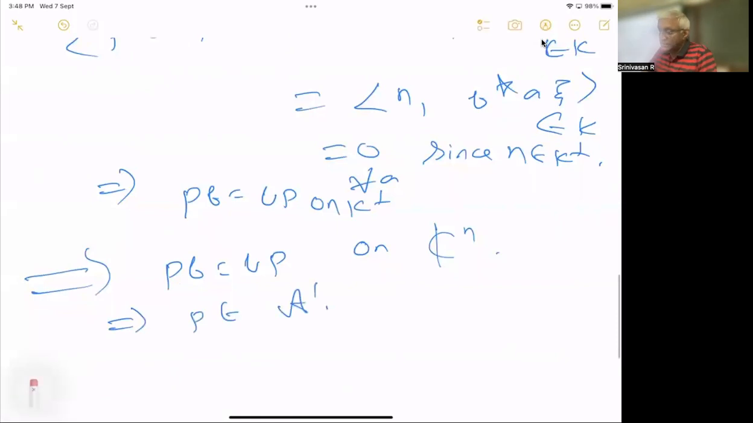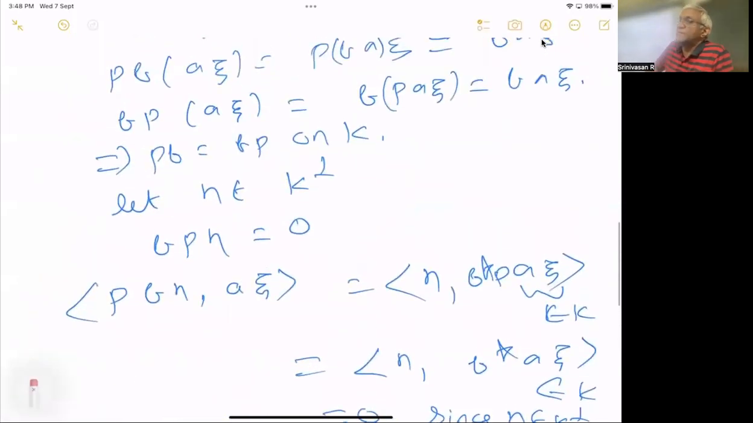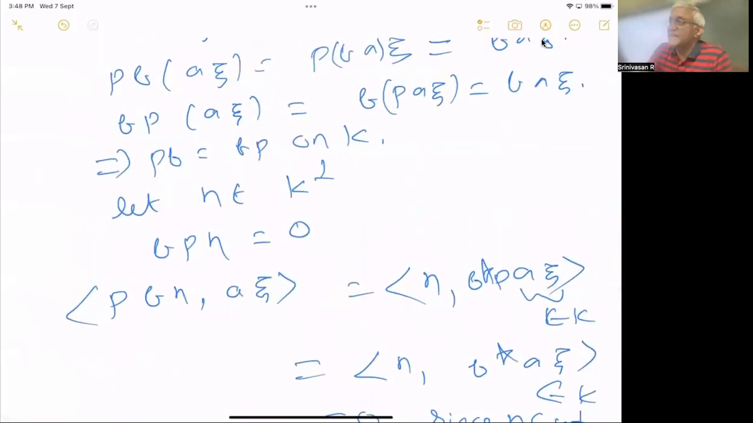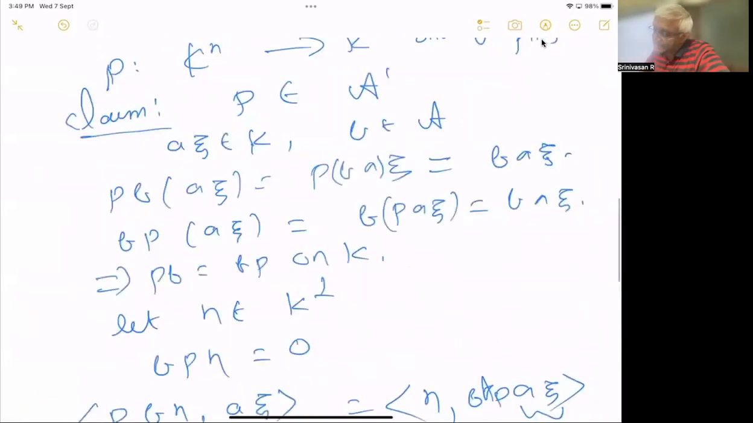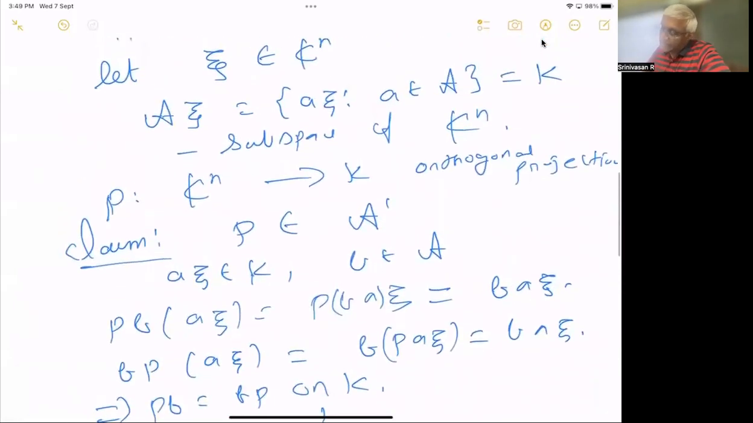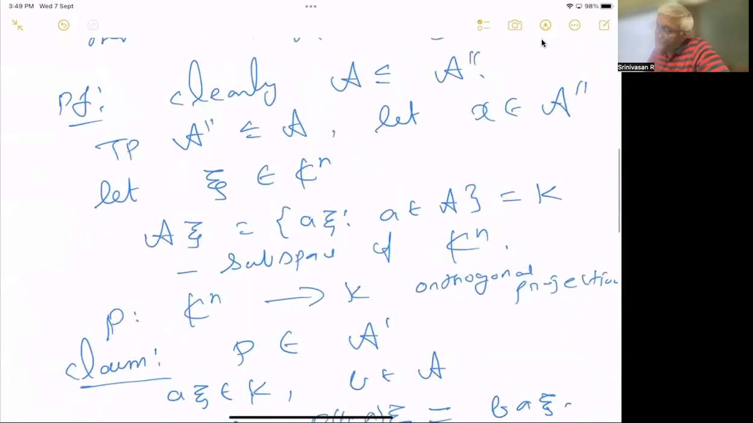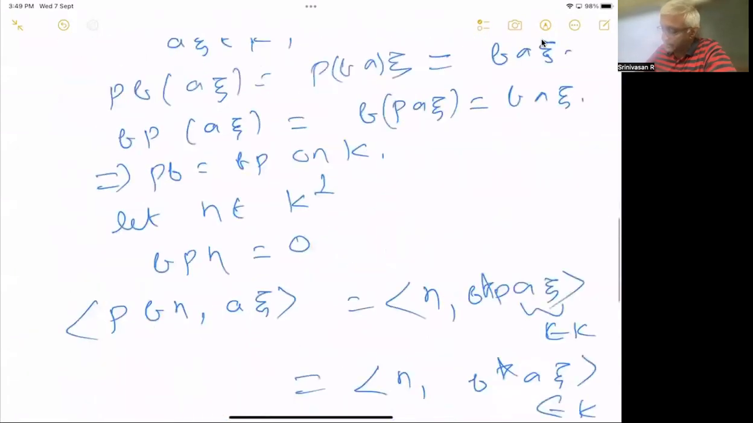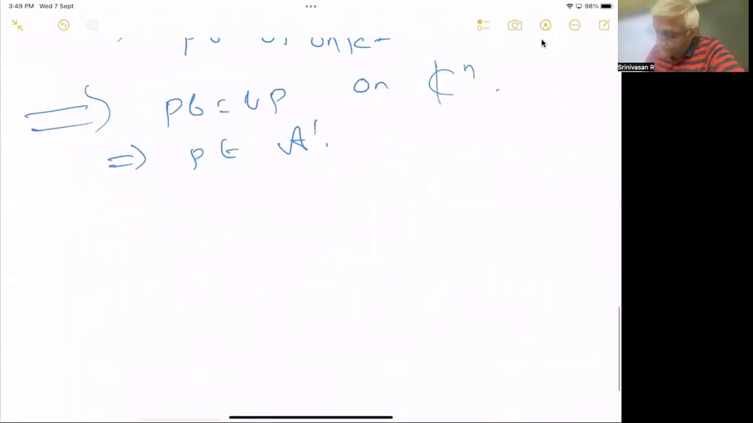Any doubt? Shall I go through the argument? You take a single xi, act the whole algebra on xi, you get a subspace. P is a projection onto the subspace. I have shown that P is in A commutant. That's all I have shown. Now I take X in the A double commutant.